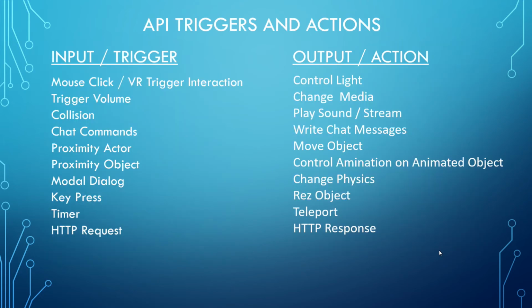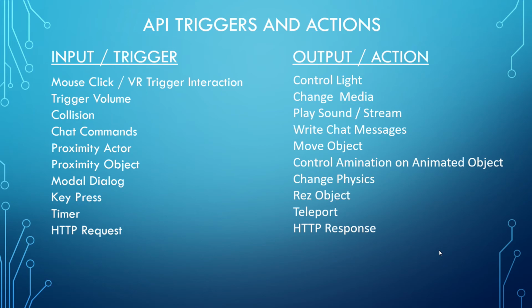So, what are the API triggers and actions? Here's all the things that you can do with input triggers. You can click your mouse on something, or use your VR triggers to interact with things. There's trigger volumes. There's colliding with objects.